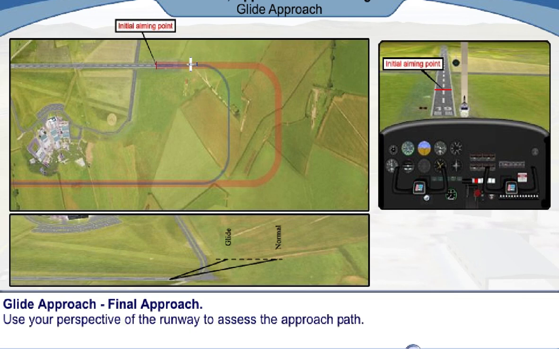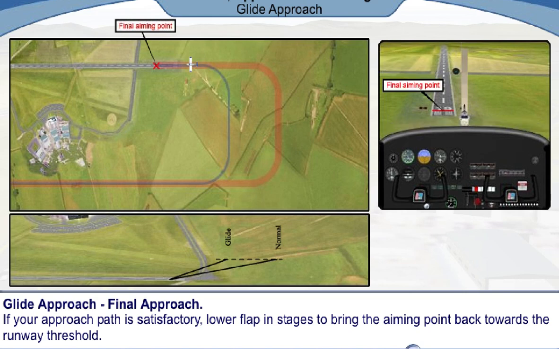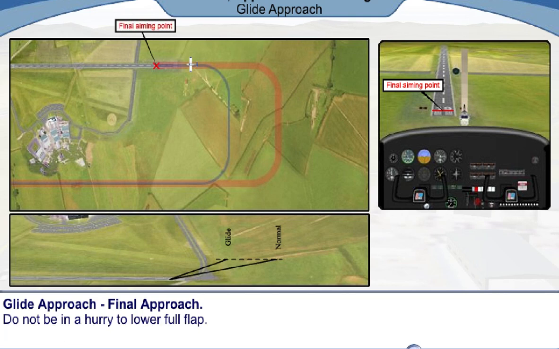As you turn from base leg towards the extended centerline of the runway, you must decide when to lower flap. Assess your approach path by using the perspective of the runway. If the aircraft is clearly achieving the initial aiming point that you choose, then you may lower flap in stages to bring the aiming point back towards the runway threshold. Remember that you will touch down some distance beyond the aiming point. Don't be in a hurry to lower full flap.